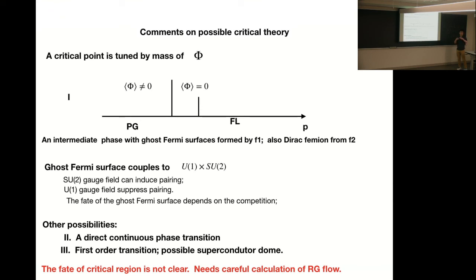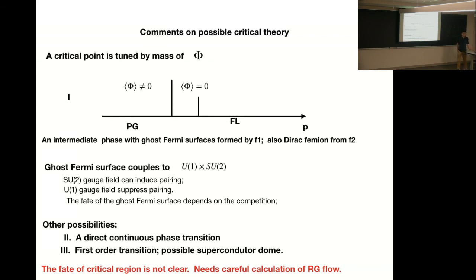For example, it will become an ordered phase, like a superconductor. Then you will have maybe a superconductor dome covering this critical point. Anyway, I think these are just conjectures. I think the nature of the critical region is not clear at all, so we need to study this. We have an action, of course, but we need to study the RG flow of the action very carefully. This is a very, very hard problem. Probably we will spend a lot of time on it.